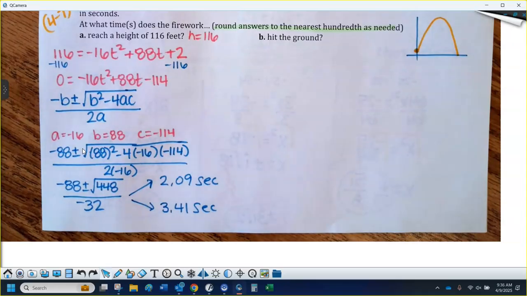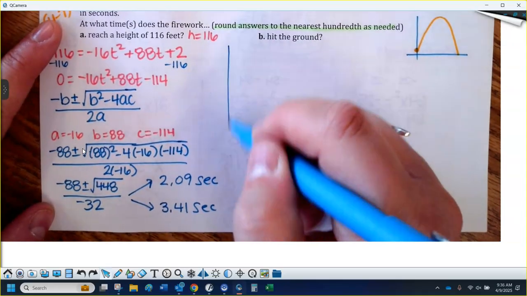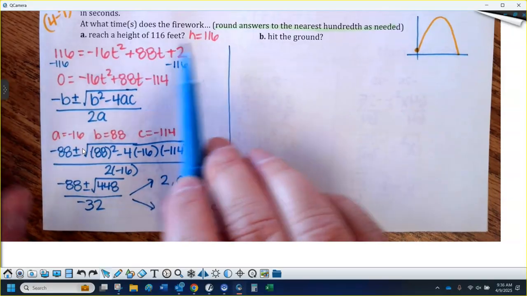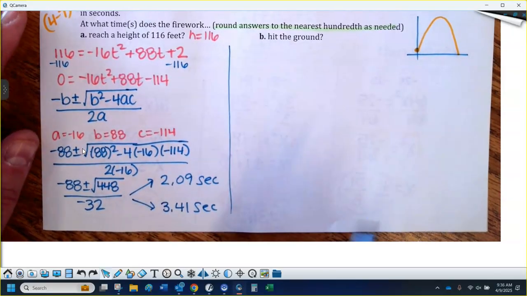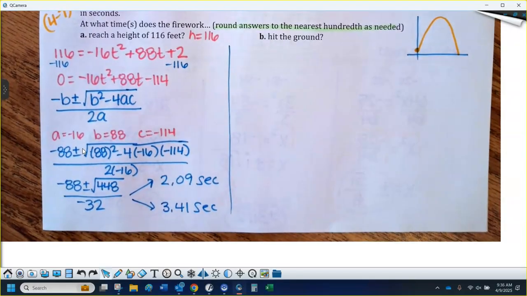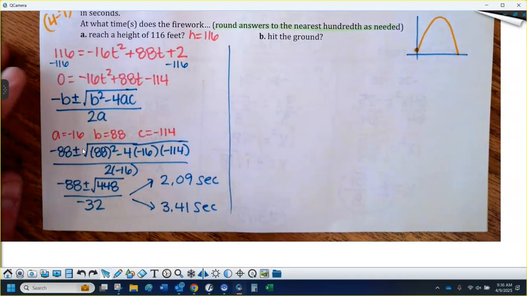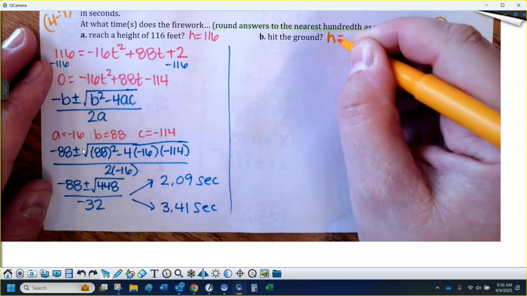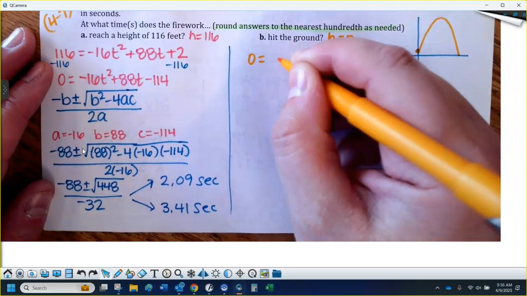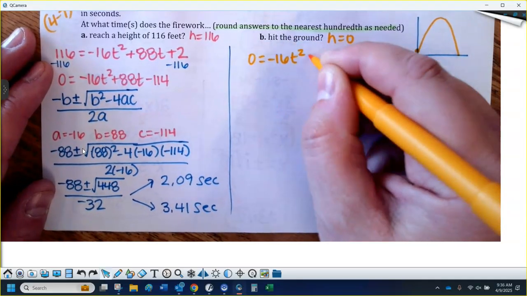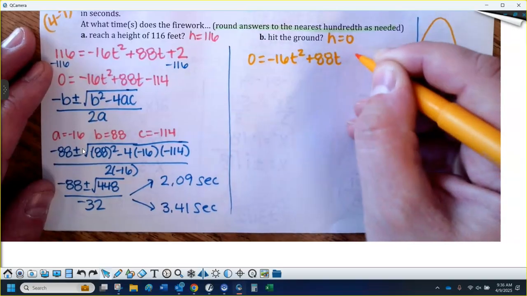Okay, this is literally almost the same problem. It says basically at what time or times does the firework hit the ground? What's your height if you're on the ground? 0, right? All right, so this will actually be very similar, but the C value will be different. So I'm going to do 0 equals negative 16t squared plus 88t plus 2.